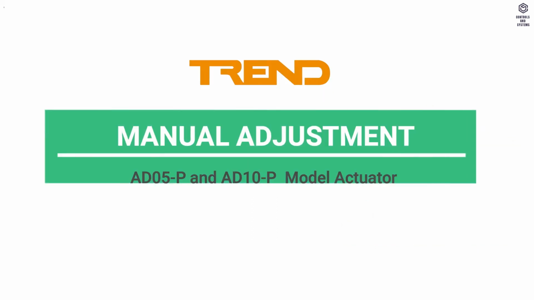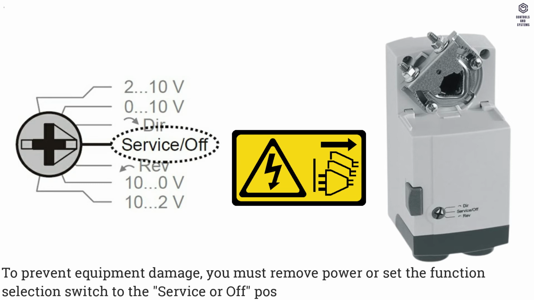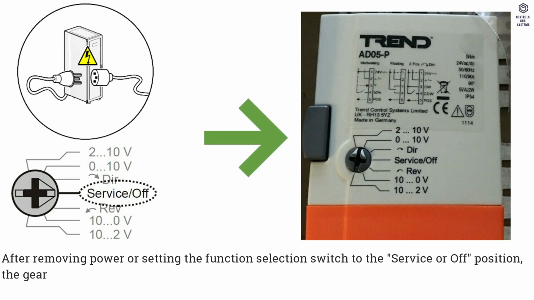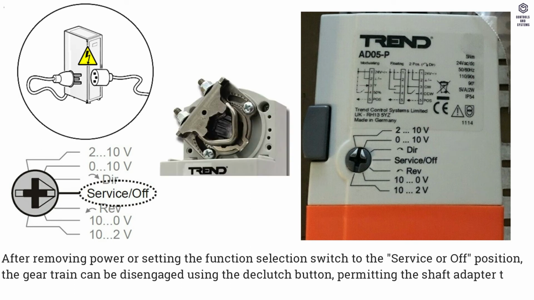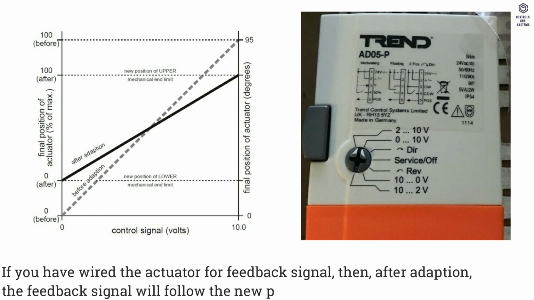Manual adjustment. To prevent equipment damage, you must remove power or set the function selection switch to the service or off position before manual adjustment. After removing power or setting the function selection switch to the service or off position, the gear train can be disengaged using the D-clutch button, permitting the shaft adapter to be manually rotated to any position. If you have wired the actuator for a feedback signal, then, after adaptation, the feedback signal will follow the new position.